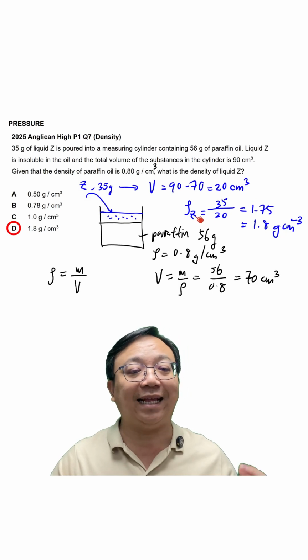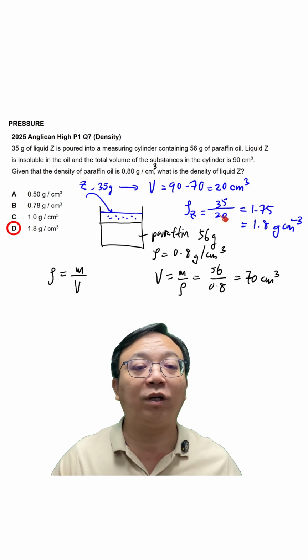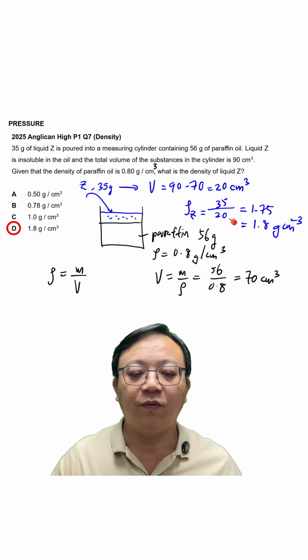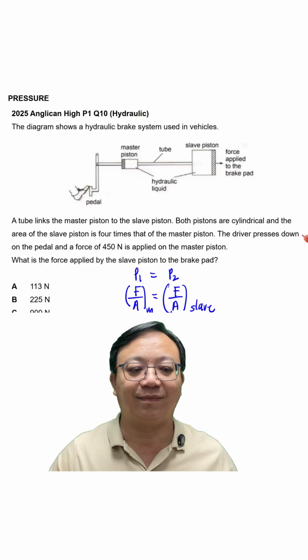All right, so how to find the density of the liquid Z? Very simple, it's mass per unit volume. The mass is 35 grams. Volume is 20, so you get answer as 1.75, D.